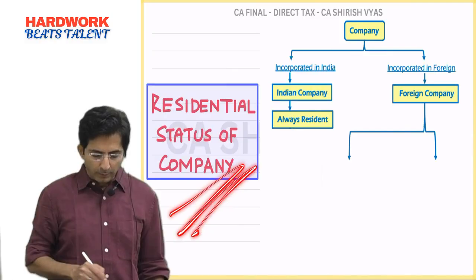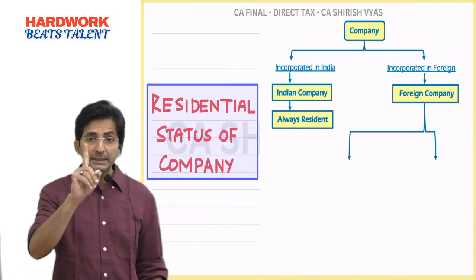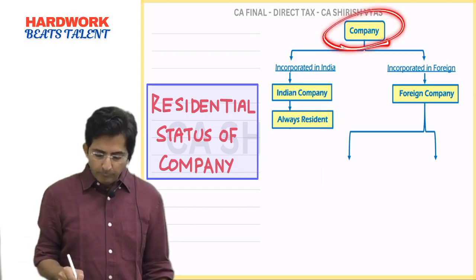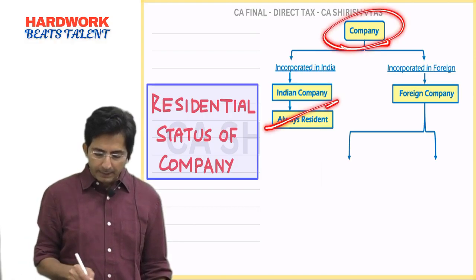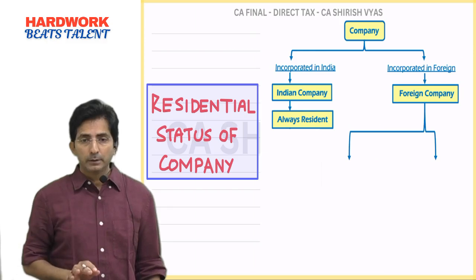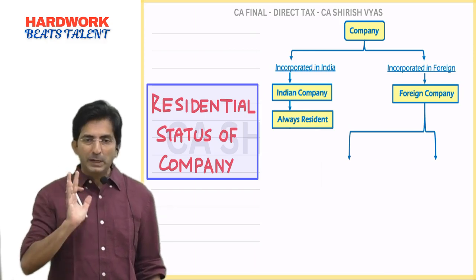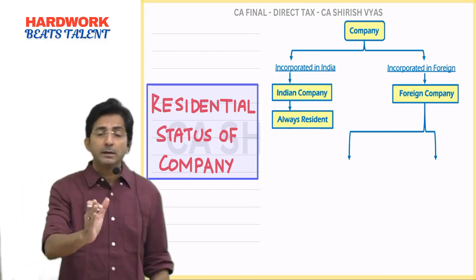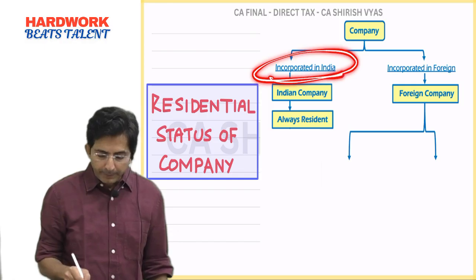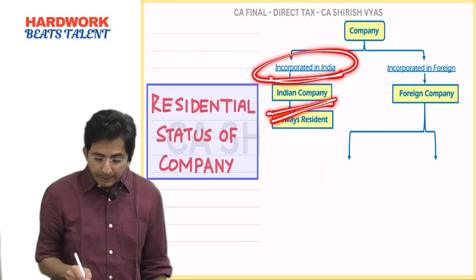Residential status of a company. This you didn't study at CA Inter level. For a company, first you have to check whether it is an Indian company or a foreign company. That depends upon incorporation. So whenever a company comes to you as a client, you will first ask where it is incorporated. If they say it was incorporated in India, it becomes an Indian company.